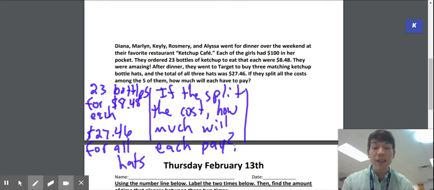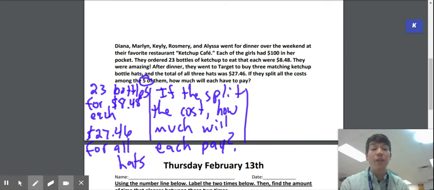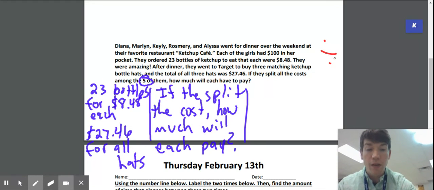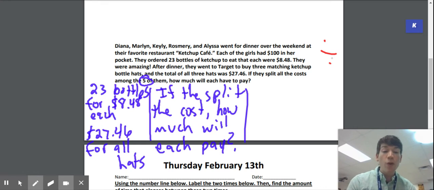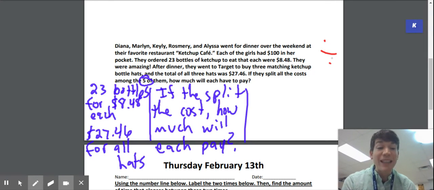So when we're splitting the cost, it's important here that it says if they split the cost among the five of them. So there's going to be five people. Now, when I'm thinking about splitting costs, I'm thinking about one operation in particular, which is division. We're splitting something up. Now, in order to split something up, we need to know, well, how much did they spend in the first place? Well, can we find, first off, how much they spent in total?